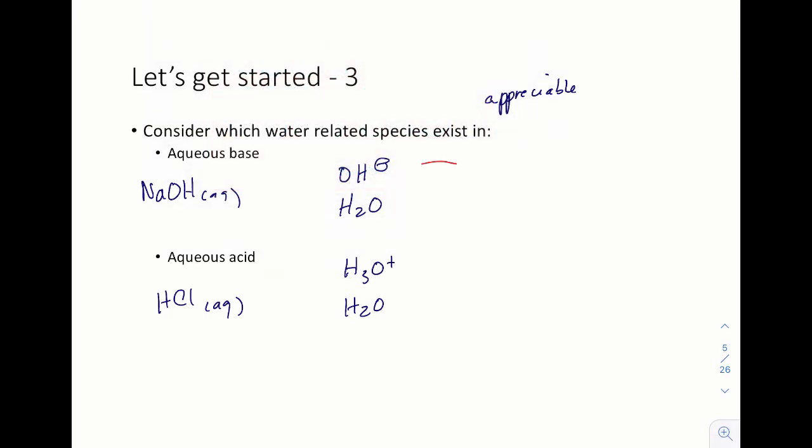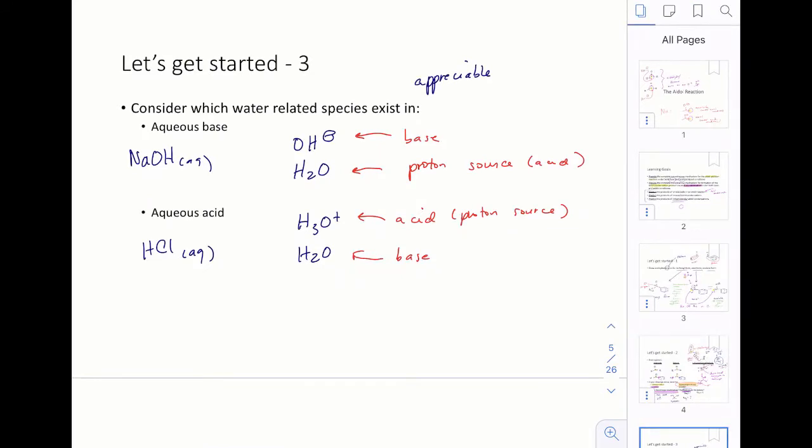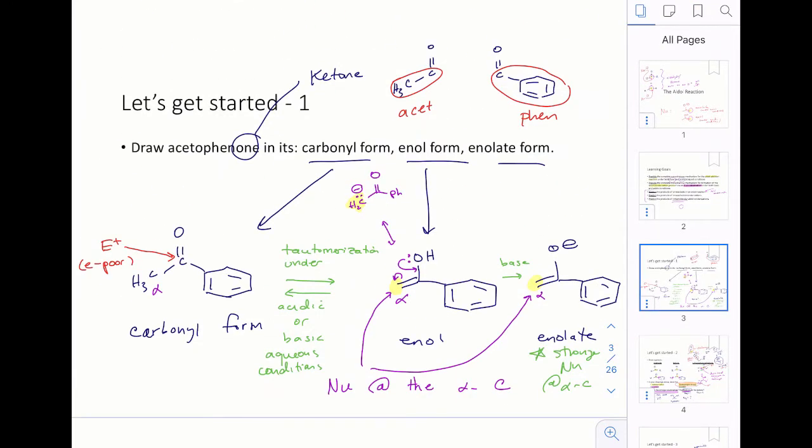So in base, we have hydroxide, and this is going to act as a base. Water is going to act as an acid or a proton source. In aqueous acid, the hydronium is acidic. It's going to act as the proton source. In water, if deprotonation occurs, water is going to act as base. All right, we need to keep all of this in mind. That was a lot. You might take it from the beginning again.